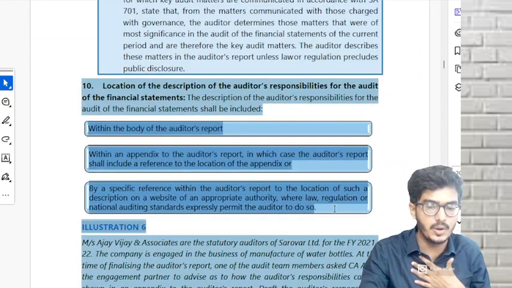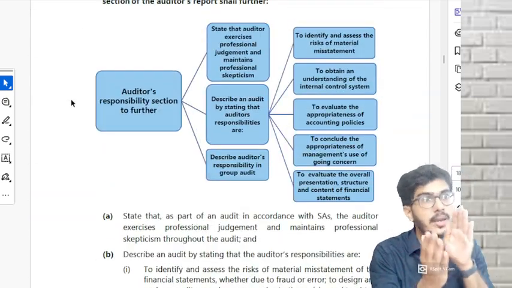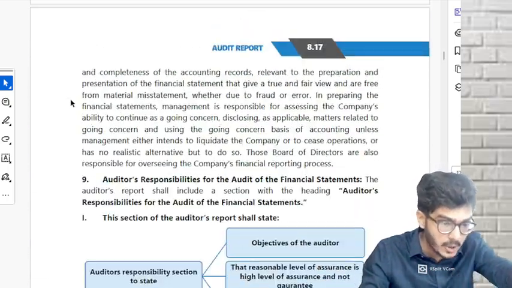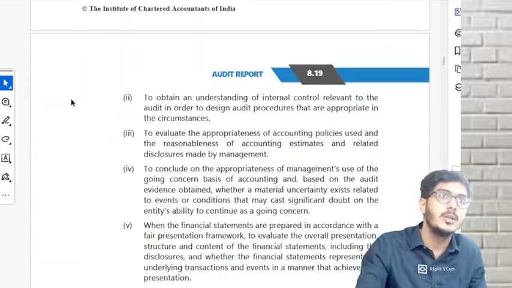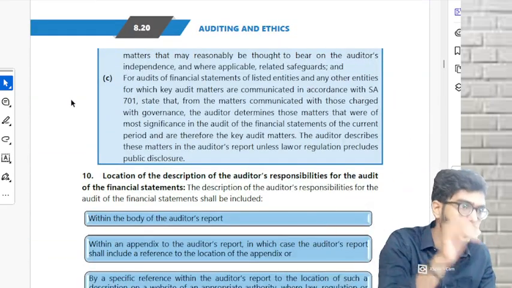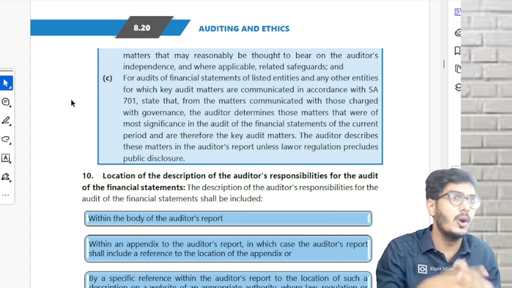This is again an important question. 10th point. What is it? If you see, the auditor's report is already bulky. In that, the auditor's responsibility goes for so many pages. So they have told, instead of putting the entire auditor's responsibility in the main auditor's report, there are 2 other options also where you can put your auditor's responsibility.